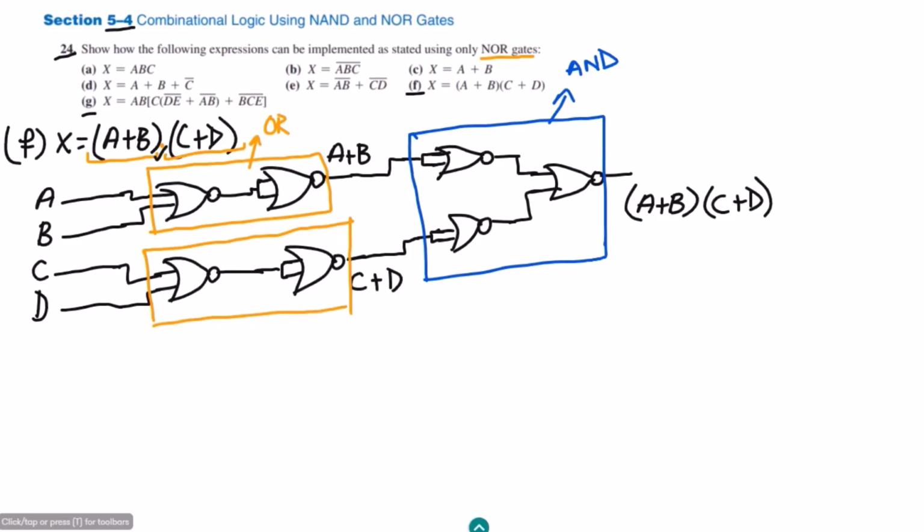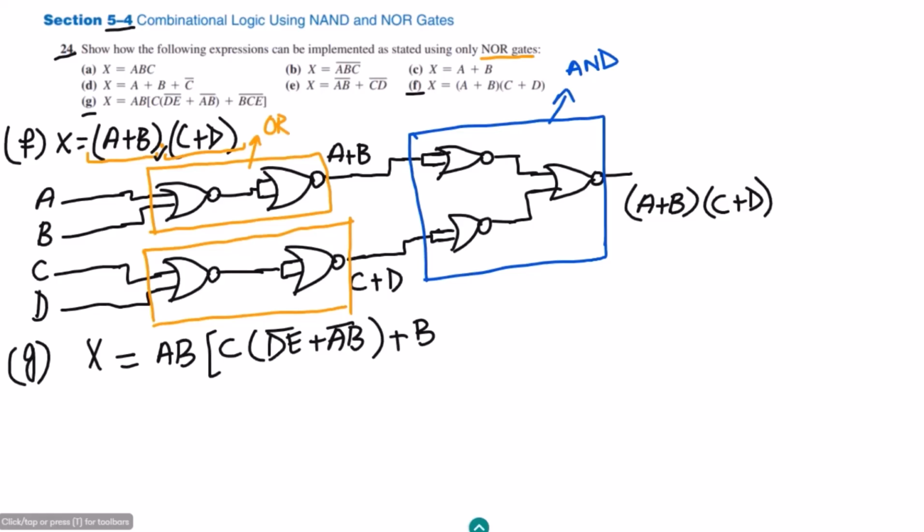Similarly, for part G, let me see how many inputs I have, which is the first step here. So in part G, we have X equal to ABCDE whole complement plus AB whole complement plus BCE whole complement.